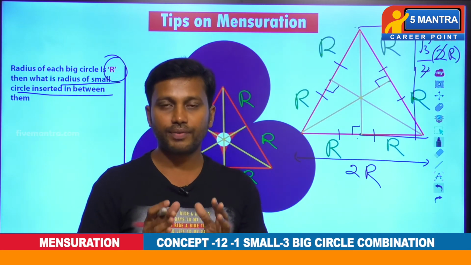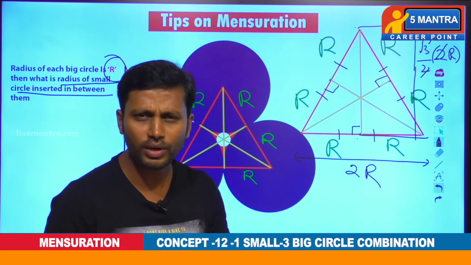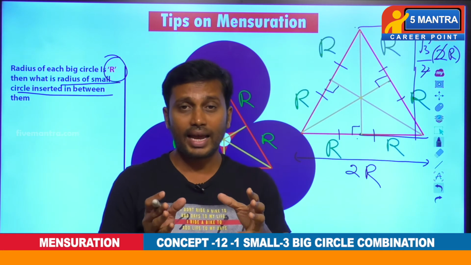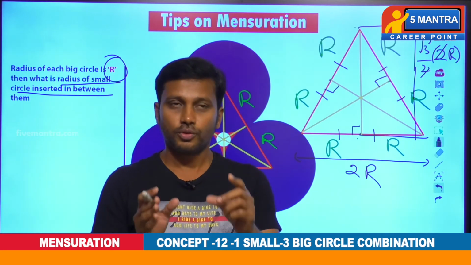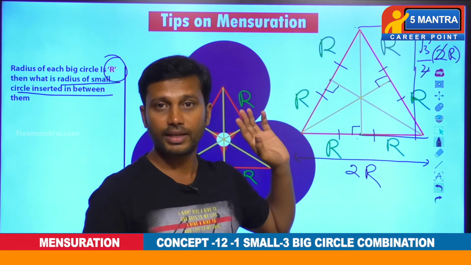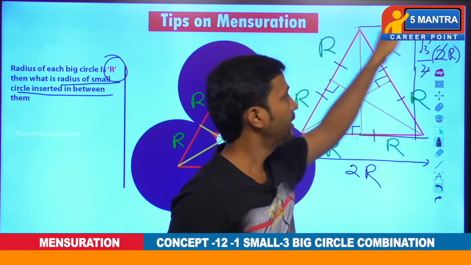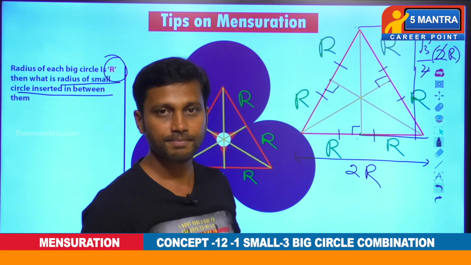Here we are finding all these things only to find out the radius of this small circle, which is highly complex. First of all, we need to do the analysis like this. Now what is the total height value? Root 3r. So that means this entire length.